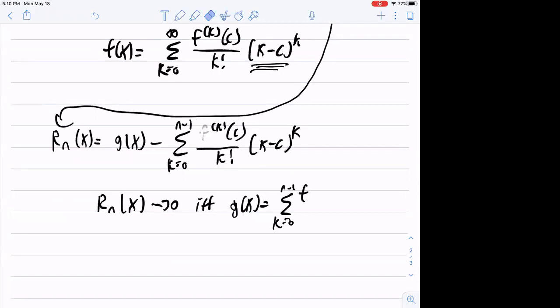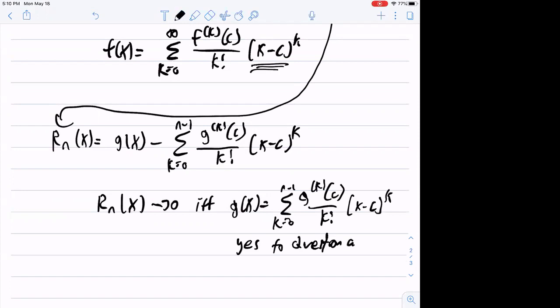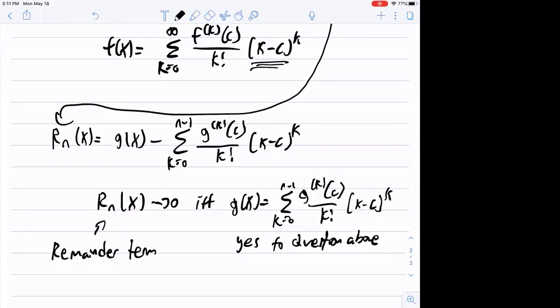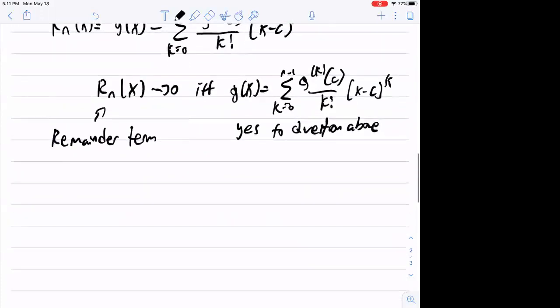Oh, why did I write f? Sorry. g. g^(k) of c over k factorial. So in other words, if and only if yes to the question above. This is normally called the remainder term, because it's sort of what you get after taking out the finite part. In general, if the series converges, the infinite tail is small, so we call it the remainder. Okay. Any questions so far?